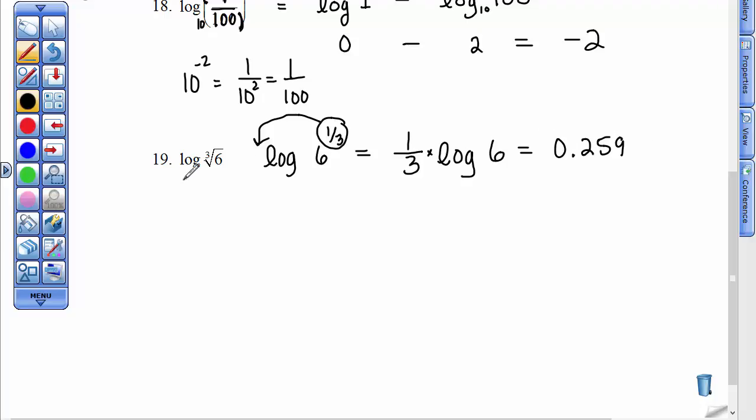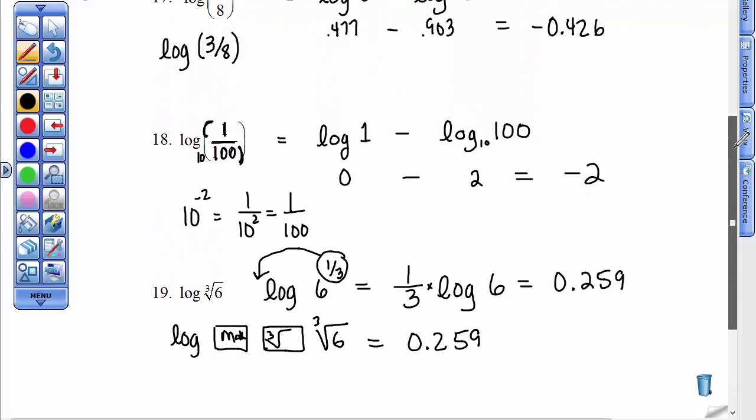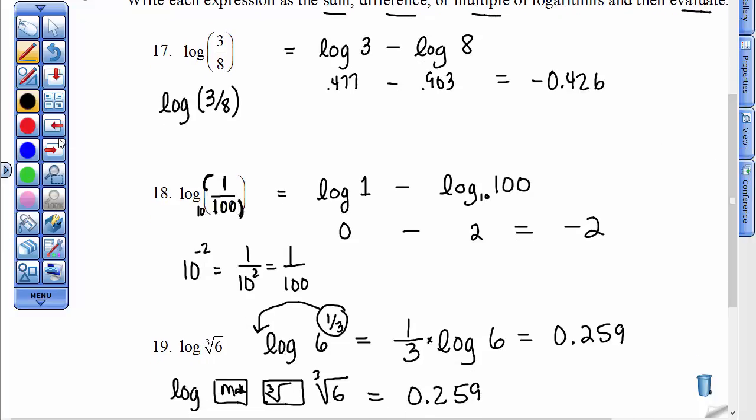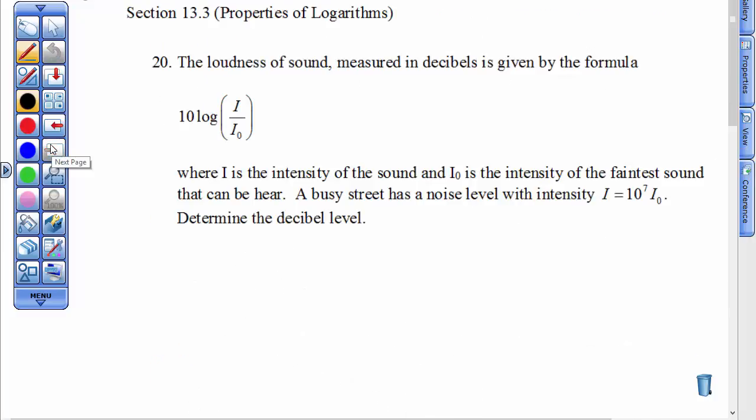So 1 divided by 3, and then hit your times key, and then log 6 and hit equals, and you'll get 0.259. But you could also type log, and then hit your math key, and I think it's menu item number 3 or number 4 that says cube root of. So you'd hit that key, and then you'd have this on your screen, and you put a 6 in, and that should give you 0.259. So again, these problems asked you to write each expression as a sum, difference, or multiple, and then evaluate. We might have time for this last question.